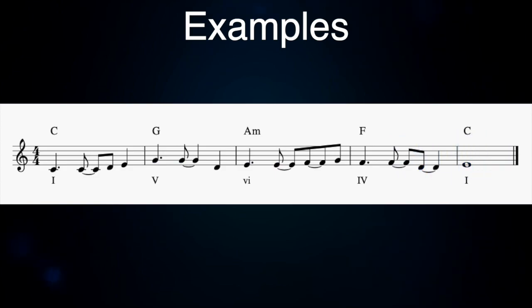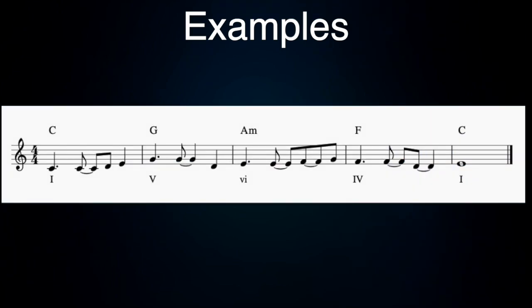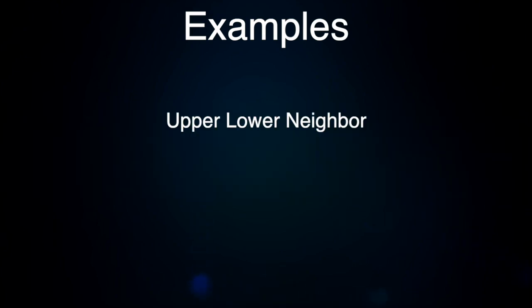Some of the things to notice in this particular example. When we wanted to get to that target note, the E note of the C chord at the very end, notice how we played the note a step above the E and a step below the E before we actually went to the E. This is called an upper-lower neighbor tone.